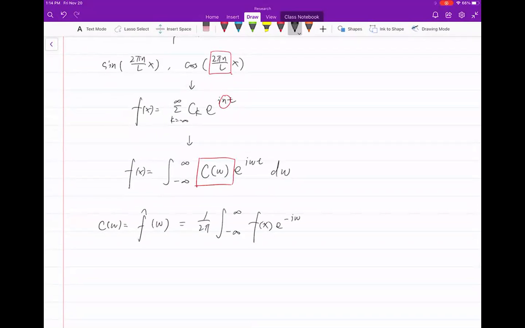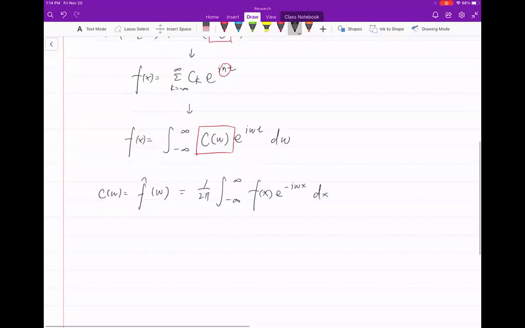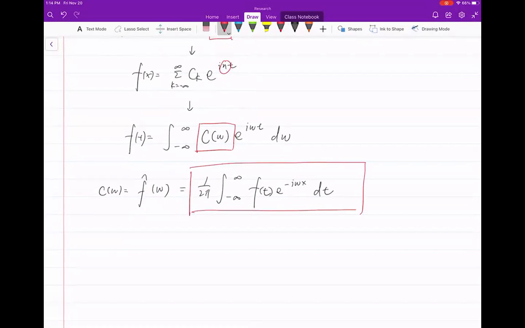With negative i omega t, yes. Let's use x. Usually we use t because it's the time domain, so yeah, I used t there. So let's use t. That will be the Fourier transform, which basically gives you the coefficients of the waves of different frequencies contained in the original function.